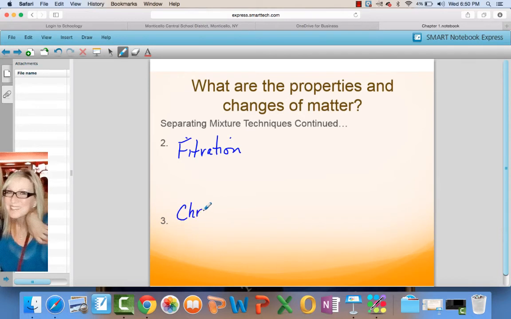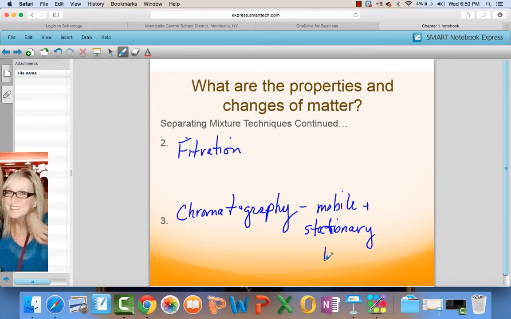And another one is chromatography, which I believe we actually do a college level chromatography lab. And that's when you have a mobile and stationary phase. Your stationary phase is usually your solid, and your mobile phase is either a liquid or gas. Because there is gas chromatography, which you'll do in college, and then liquid chromatography, what we do.